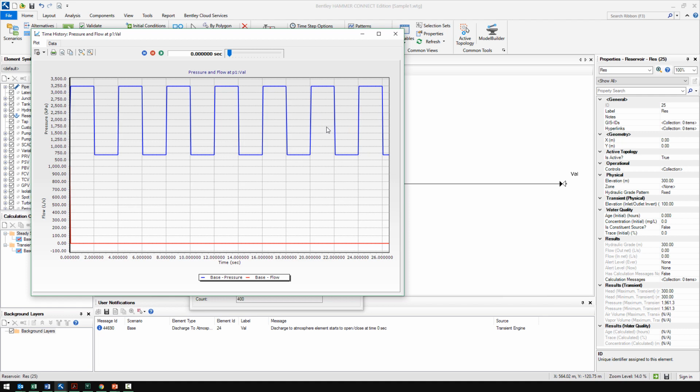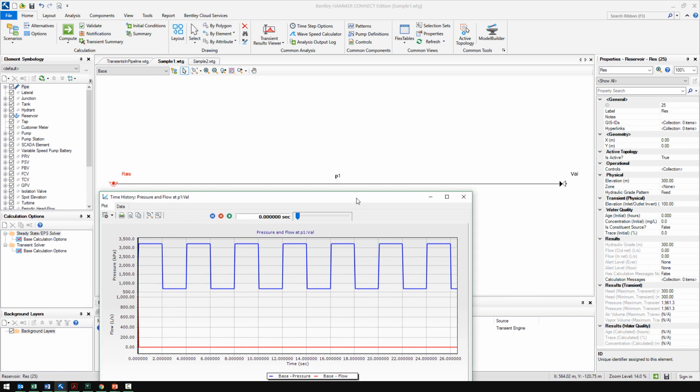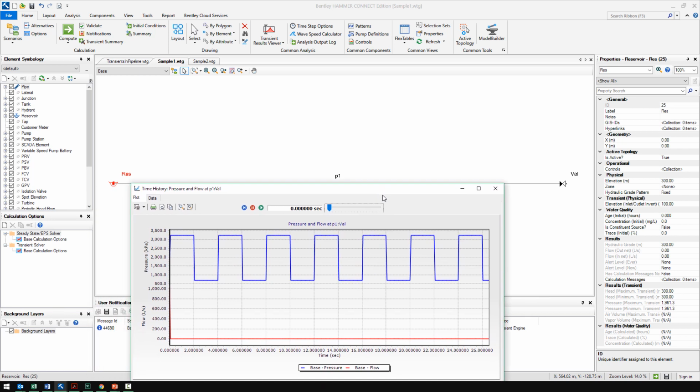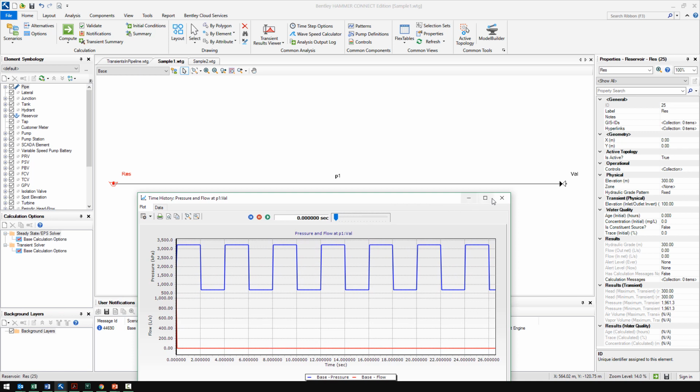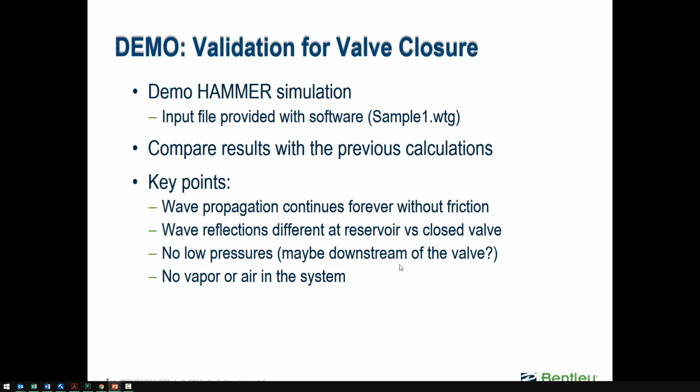So the main purpose of this little demo here is just to kind of quickly show you a very simplified Hammer model and the impact of wave propagation and reflection, and the impact of friction. And this is a very simplified approach, and we'll get into much more complicated situations. So back to the slides. So again, key points for that little demo.